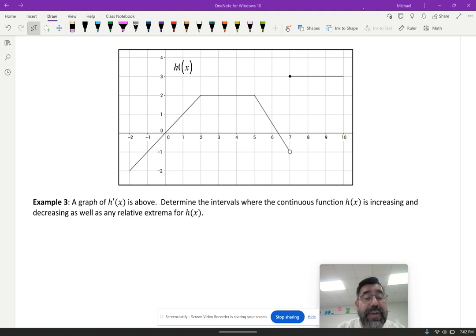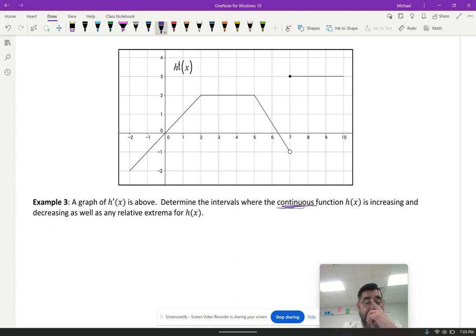So we're looking at the graph of H prime. This is H prime. Again, there's a typo. I don't know, maybe there's a formatting issue. Determine the intervals where the continuous function of H. So they give us some information here. The function is continuous. H prime is not continuous, but the function H, the original function, is. Where H of X is increasing and decreasing, as well as any relative extrema for H of X.